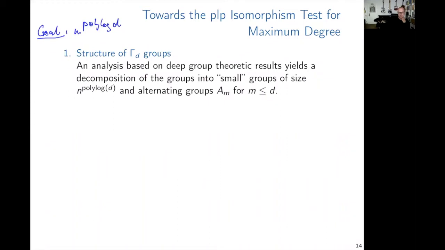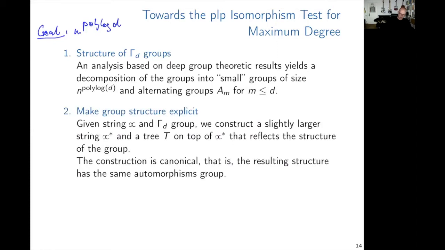So the first thing we did is we looked closer at these gamma D groups and used some heavy group theory to basically show that they have a reasonably nice structure. Basically, what we have is a decomposition of these groups into some kind of tower of small groups, and small for us is n to the polylog D, and alternating groups A_m for some m at most D. Okay, so that's the structure of the groups.